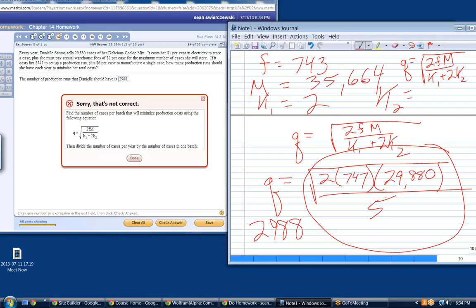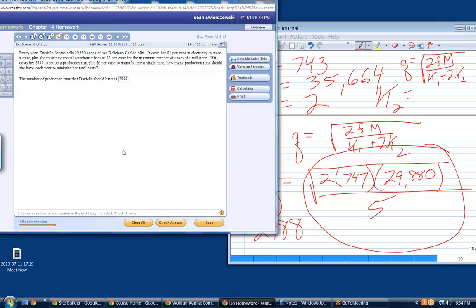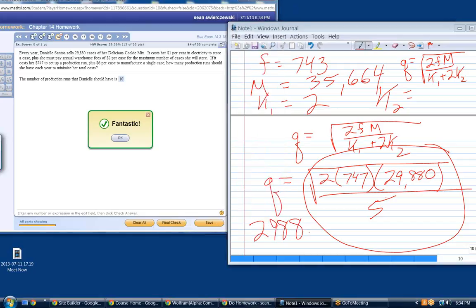Try 10. So I think it's just 10 as an answer? Yeah. I have no idea where you got it, but I'm completely lost. How'd you get it? So I just took the 29880 and divided it by 2988. Yep. Okay.